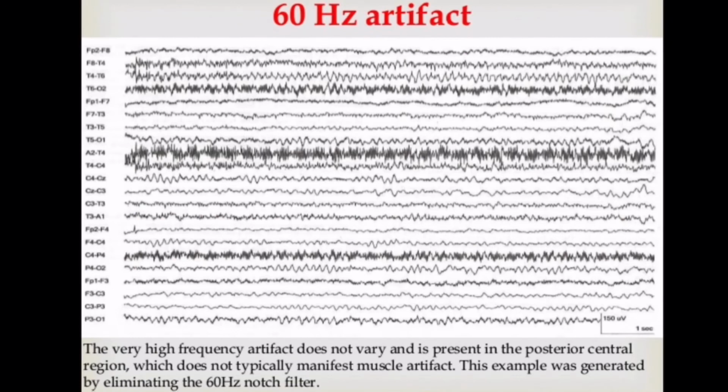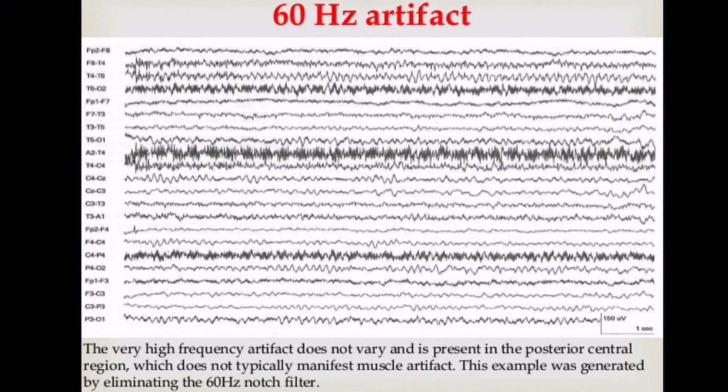The last super common artifact that you need to know about when reading an EEG is called 60 hertz artifact. Now it's that dark, super high frequency 60 hertz activity you can see. That's going to be your 60 hertz artifact. Now this is generated from different electrical equipment that's going to be in the room at the same time as doing the EEG. If you're doing a patient in the ICU on a ventilator or any other type of medical equipment, it's going to create this 60 hertz artifact more than likely.